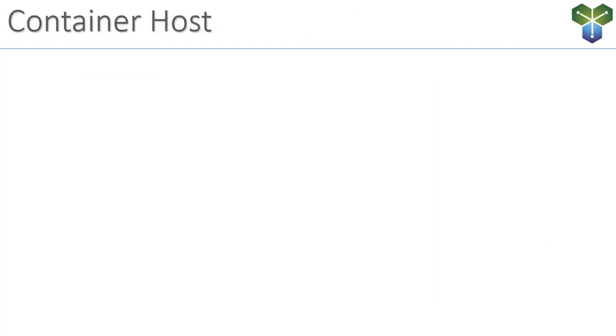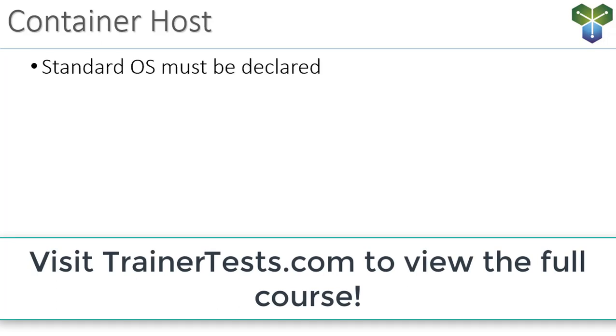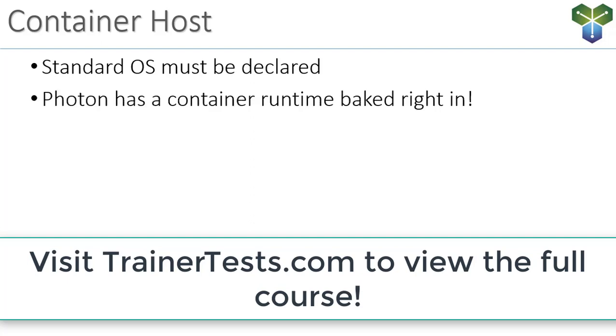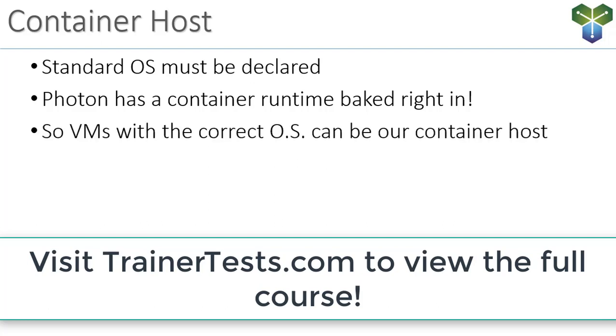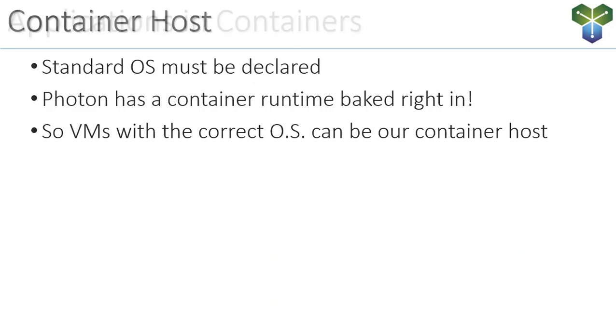So my container host must have a standard operating system that we will declare the operating system that we want to use here. And if I'm running vSphere in an on-premises environment, Photon has a container runtime baked right in. This is important if you're looking at running Kubernetes on top of vSphere. That's one of the ways that we can run containers. So we could create VMs in a traditional virtualized environment with a certain operating system. Those VMs could be our container hosts.